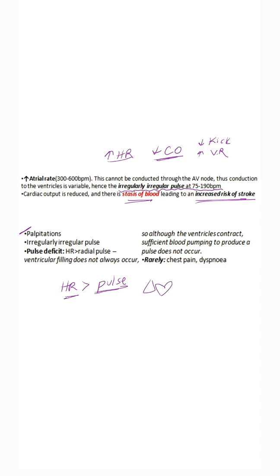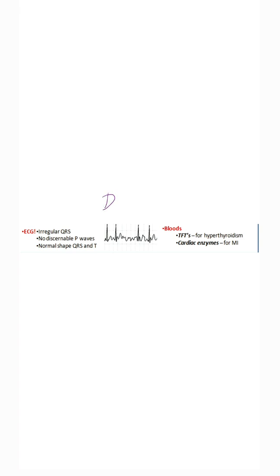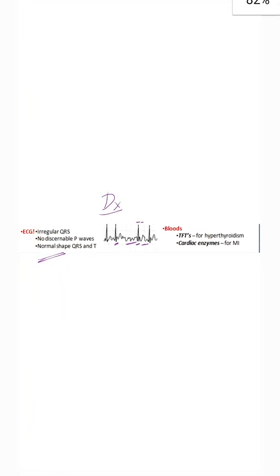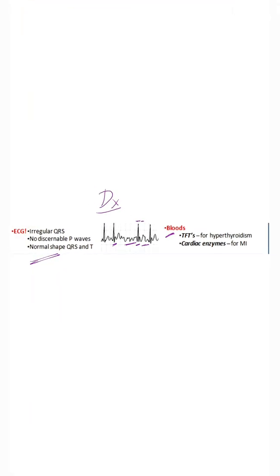The diagnosis or investigation for atrial fibrillation is straightforward. ECG is the first line investigation of choice. It shows irregular QRS complexes, no discernible P waves, but the QRS shape and the T wave shape may be normal. Blood tests may also be performed to rule out the substrate conditions, which may include hypothyroidism or myocardial infarction, etc.